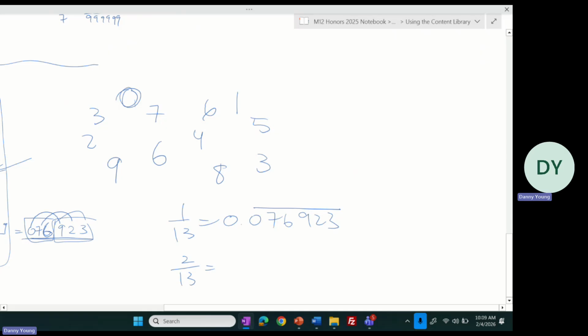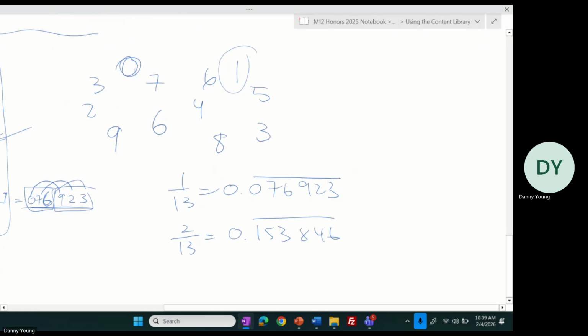2/13. Now, what's the next smallest number? The 1. So you take this 1, it'll be 0.153846. What's the next smallest number? It will be the 2, because after 0 is the 1, and after the 1 is a 2. So 3/13 will be 0.230769 repeating. Yes or no? Okay, I'm gonna answer this right now. That's why I'm doing this.